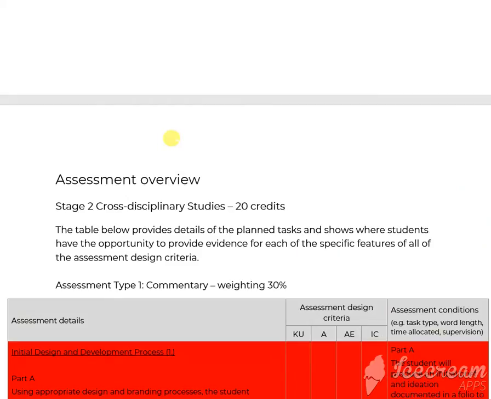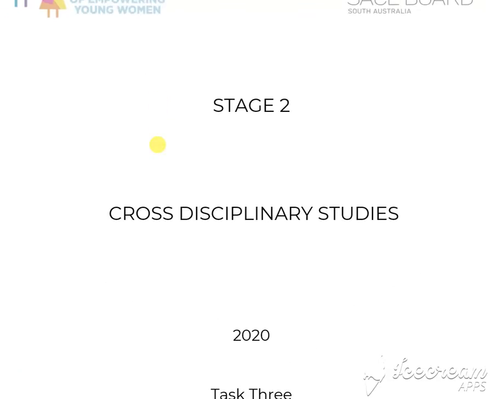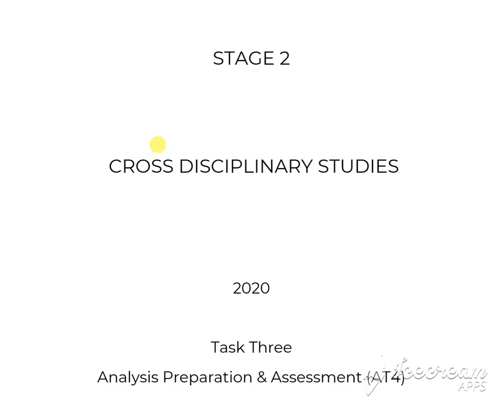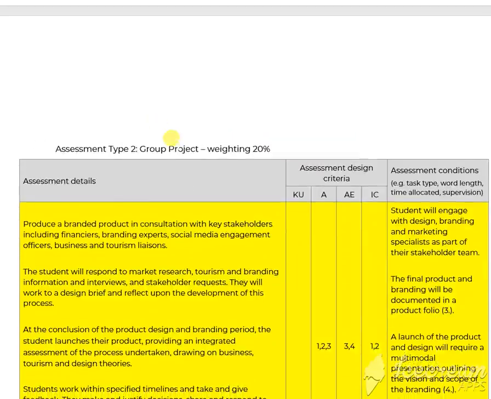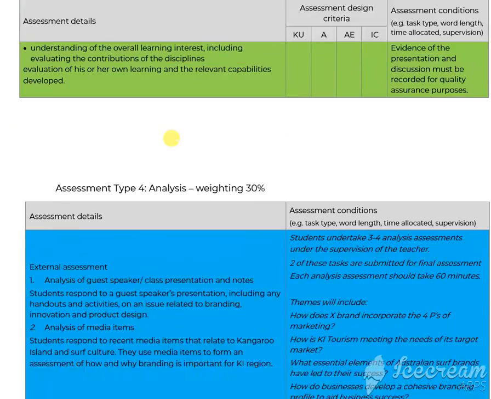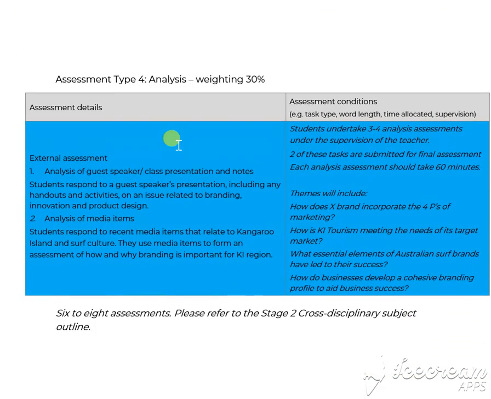Okay, so Audrey, this is the analysis booklet, which for us is task 3. And like all of the booklets, we've got our task stuff in here. And what we're focusing on is specifically the blue bits. So for us at the moment, we're going to look at part 2, which is the analysis of media items.